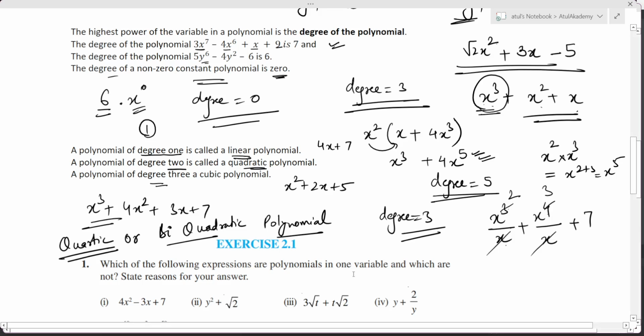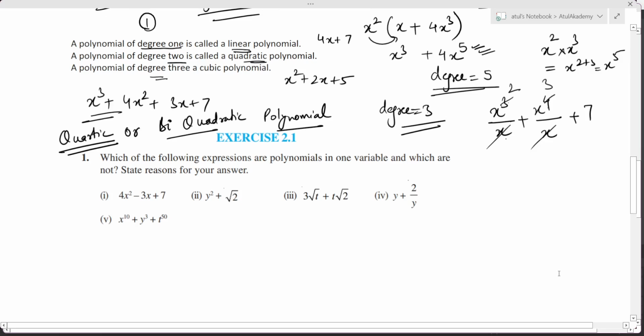Let's move to the exercise from NCERT. So the first question says: which of the following expressions are polynomials in one variable and which are not. So first you all try on your own. Pause the video for some time, try them on your own, and then check if you have done it correctly or not. So for the first part, I will say whether this is a polynomial in one variable.